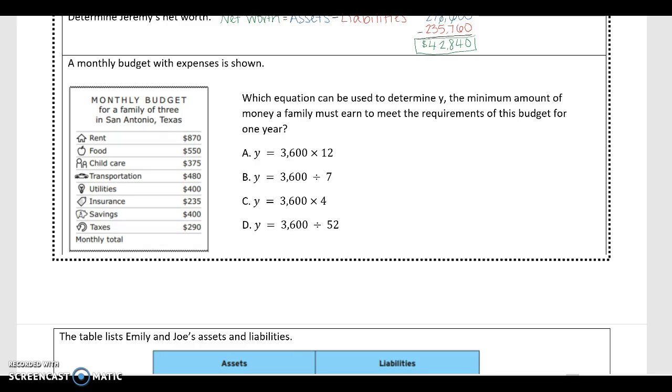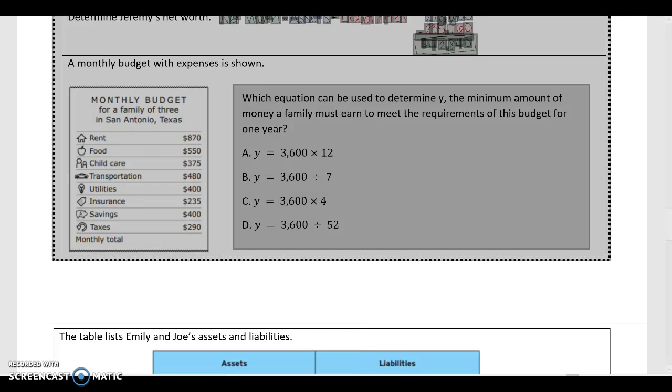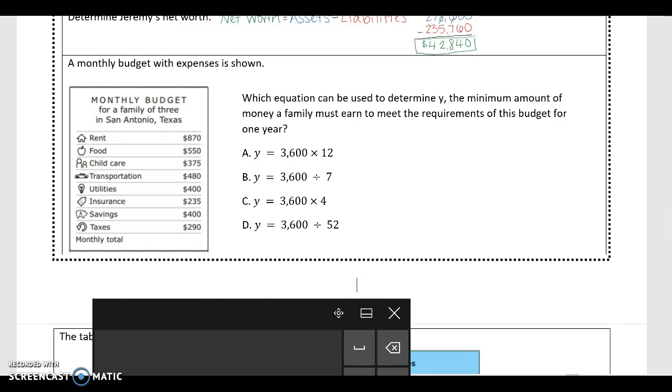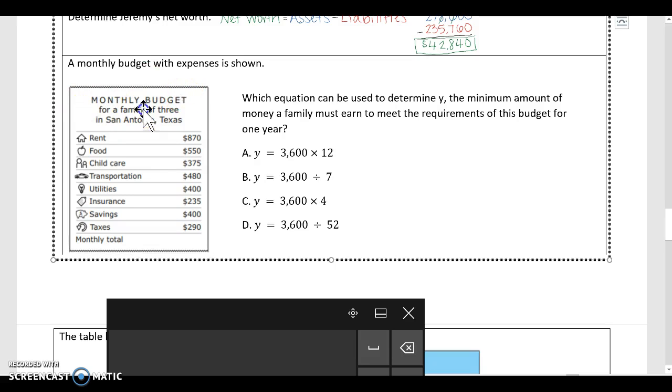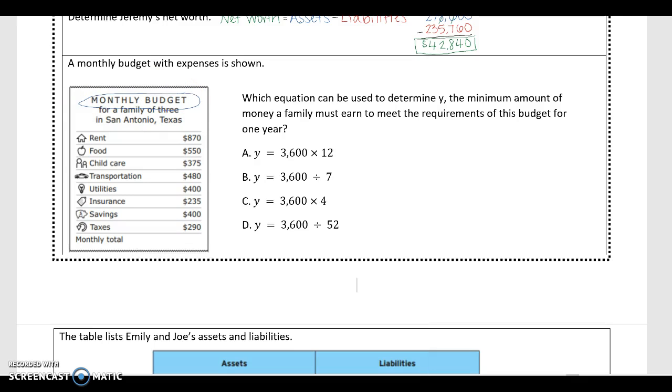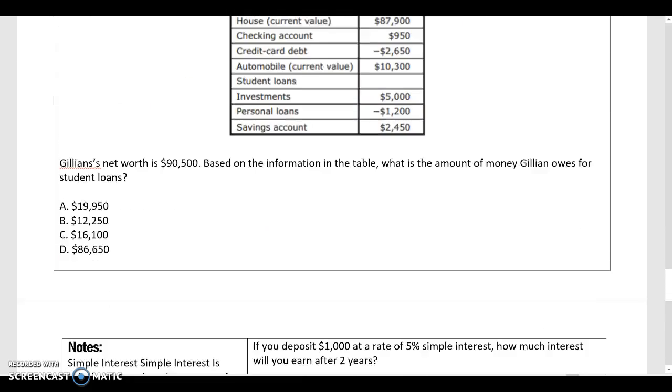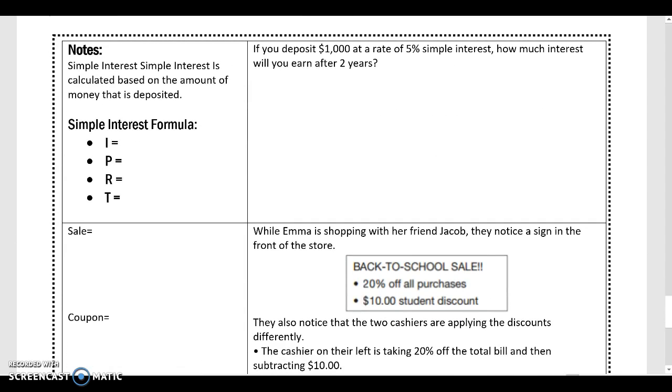12, right? So you're going to take your monthly total times 12, right? So if it says monthly budget, to get the year, we're going to multiply by 12. So we're not dividing by 7, we're not multiplying by 4, we're not dividing by 52 weeks. This one was easy peasy. All right, so again, we're going to skip some of the practice problems and go to the last bit of notes, and then we'll go back.